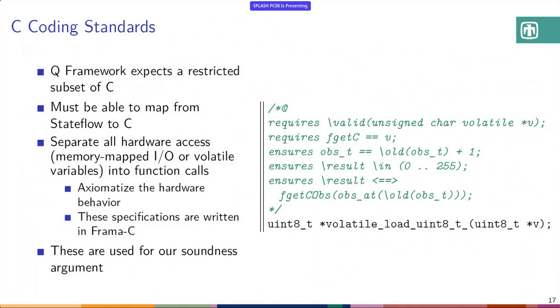And if you've never seen Frama-C before, the @ symbol means you have some sort of Frama-C annotation or ACSL annotation, the ANSI C specification language. And here we have some volatile variable V, and we say once this is read from memory, we keep this trace of all of the values. So we have this observable T, which means we have this trace of all the values that the volatile was read into. And so these ACSL specs are used in our soundness argument.